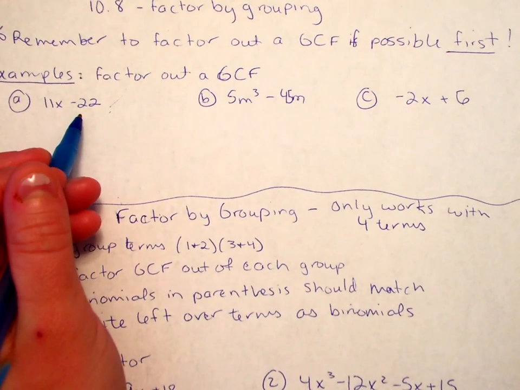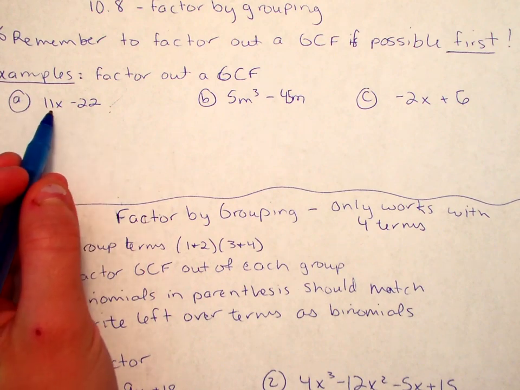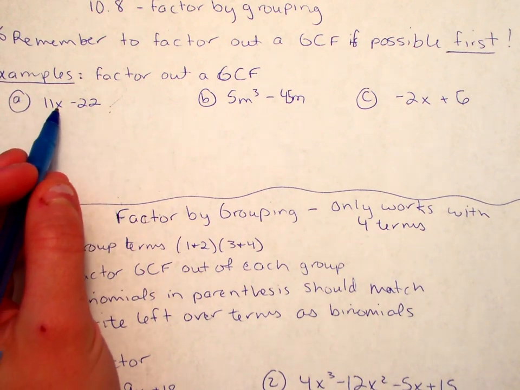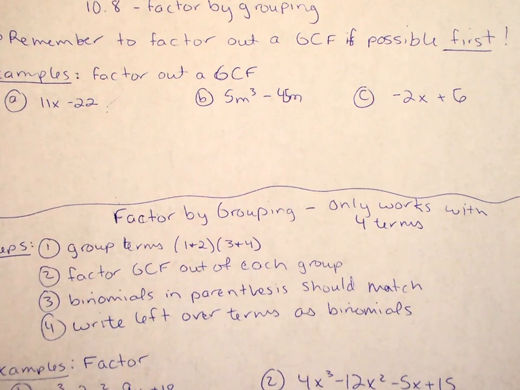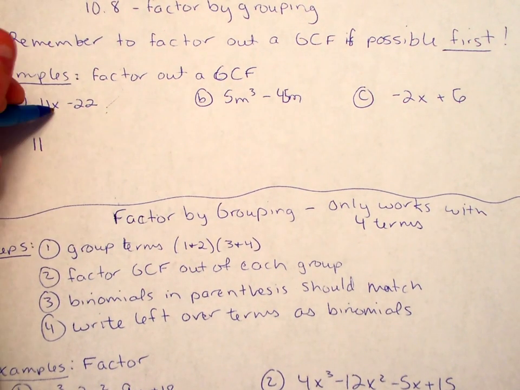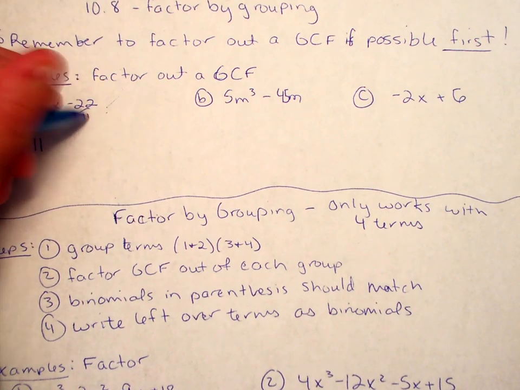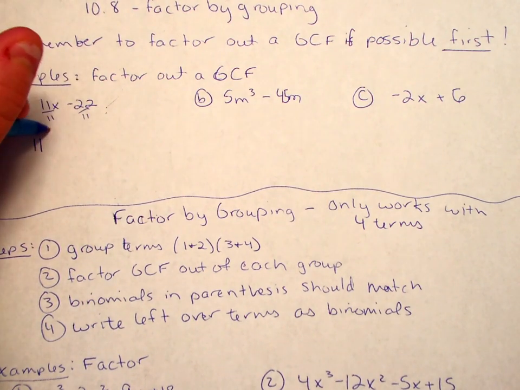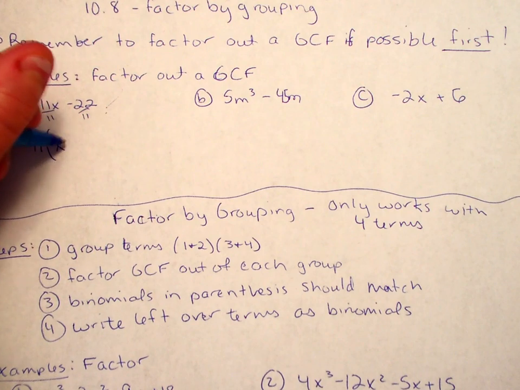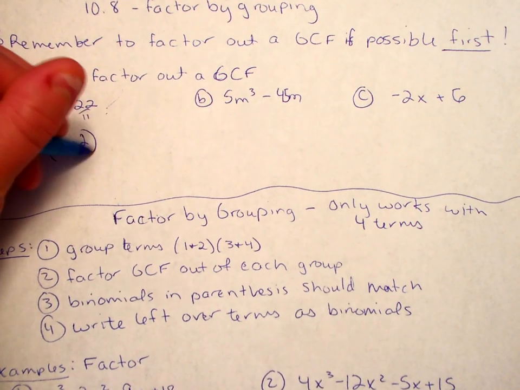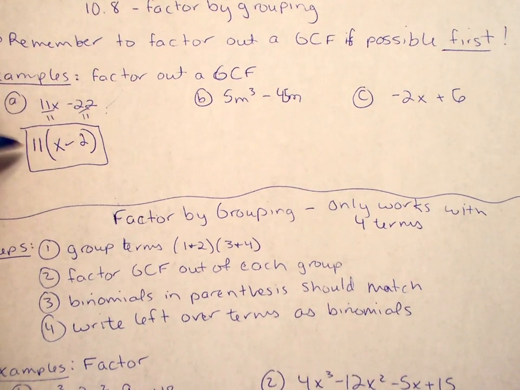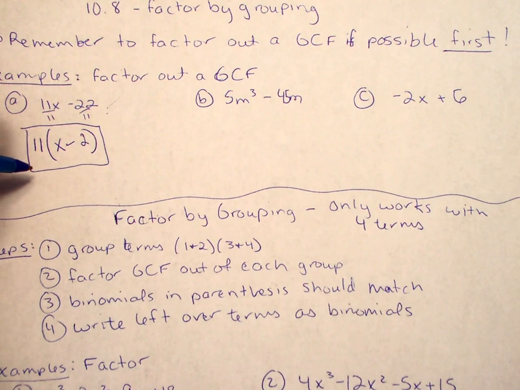11x minus 22. So we think, okay, what number, because there's only one variable here, goes into both of them, and it is 11. So if I factor out 11, basically when I say I'm factoring out 11, it means I'm dividing by 11. I'm left with x minus, and then 22 divided by 11 is 2. Remember, whenever you're factoring out a GCF, it has to stay in your final answer.